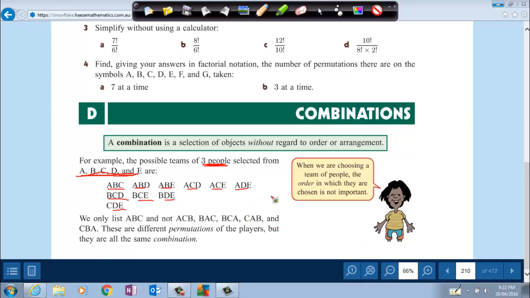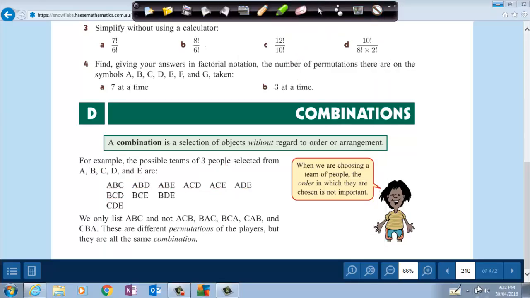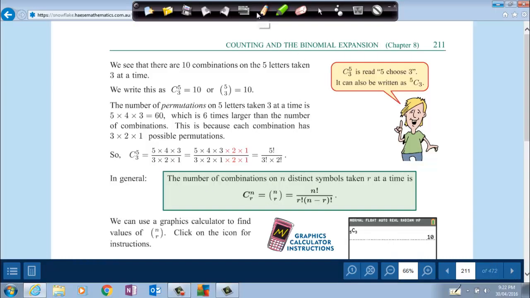Now we need a mathematical way of getting this quickly. So over the page, this is how we do that problem. We write it as 5C3, selecting a team of 3 from 5 people. And you can do that on the calculator. We know the answer is 10. The way we read it over here, we read it 5 choose 3, or choosing 3 from 5. So the formula for 5C3 is written here.